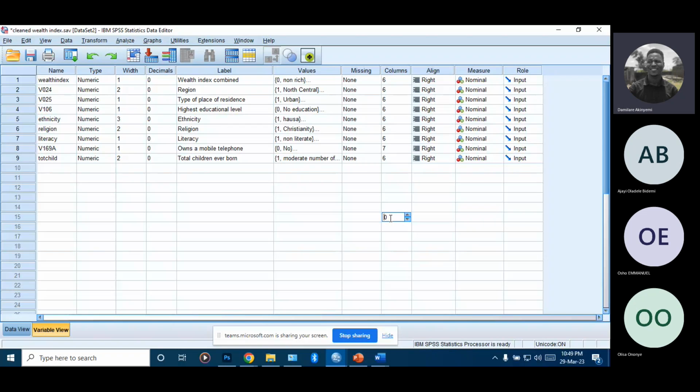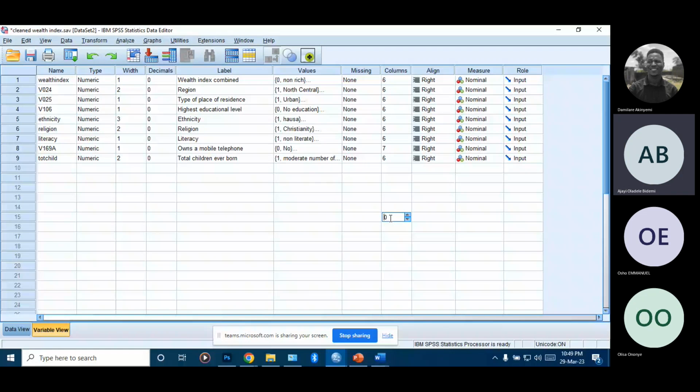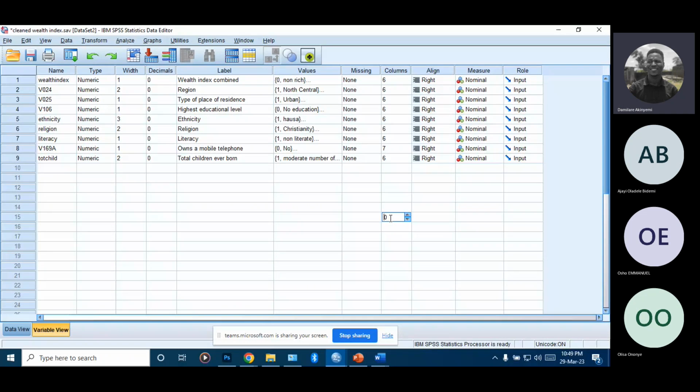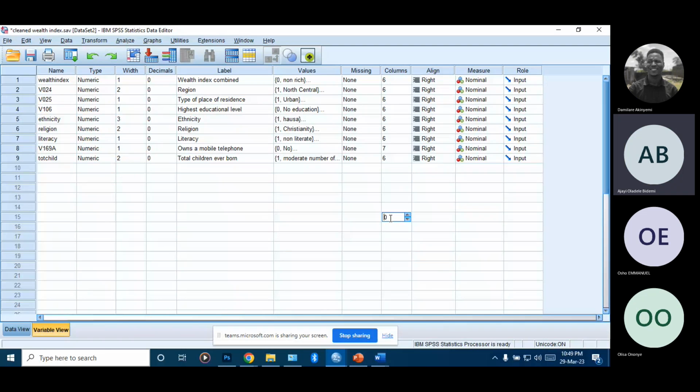Oh, yes, I understand. Another question from here, sir. What if I want to do binary logistic, but my data set is not in binary scale? How will I go about that, sir? Thank you very much for that question.